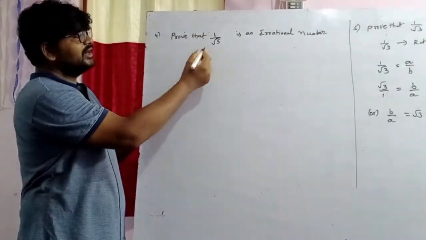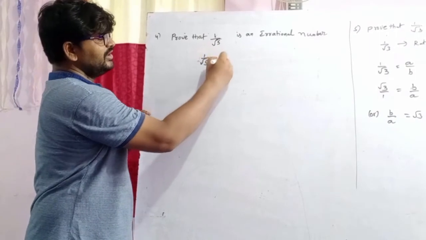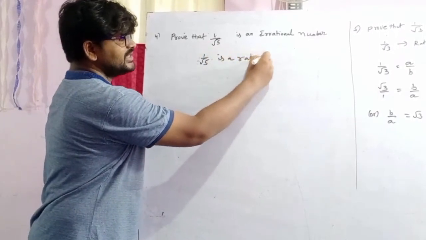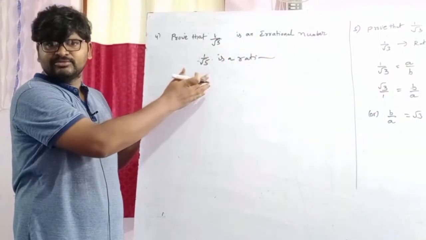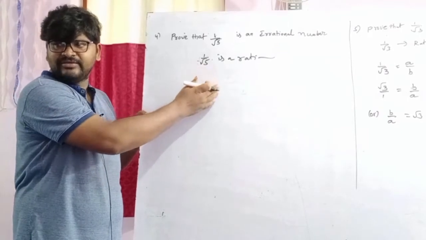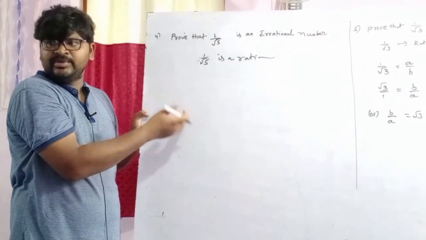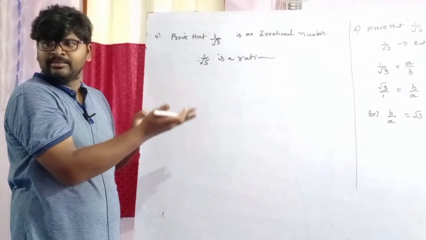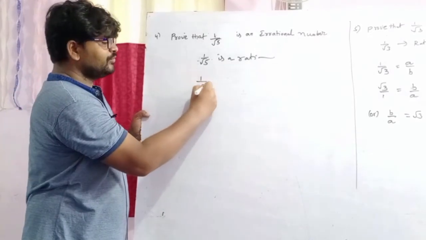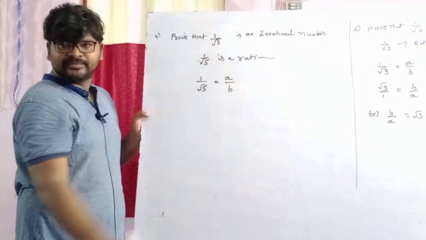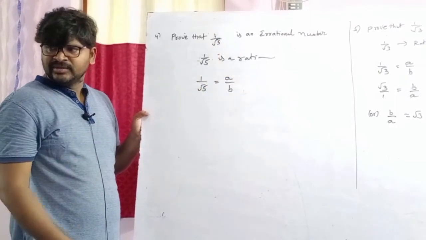Assume to the contrary, 1 by root 5 is a rational. If it is rational, then there exist a, b, with b not equal to 0, a and b co-prime integers, such that 1 by root 5 equals a by b.